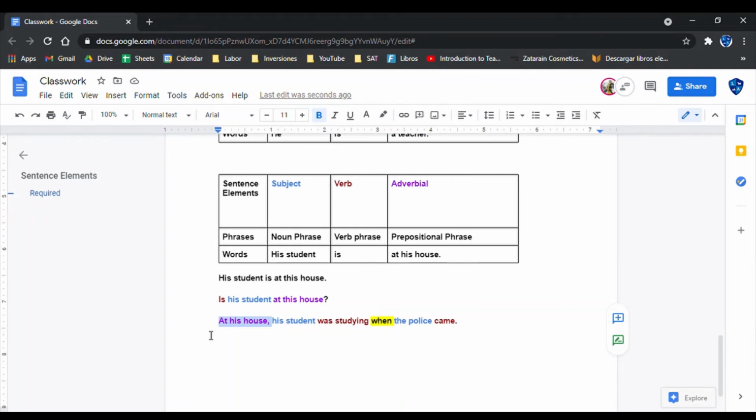Okay. So, here we have an example. At his house is an adverbial. His student is the subject. Was studying is a verb. When is a connector. And then we have another subject, the police, and another verb, came. This one has two verbs and two subjects. So this one is kind of two clauses. It's a combination of two sentences. That's why we have two subjects and two verbs.